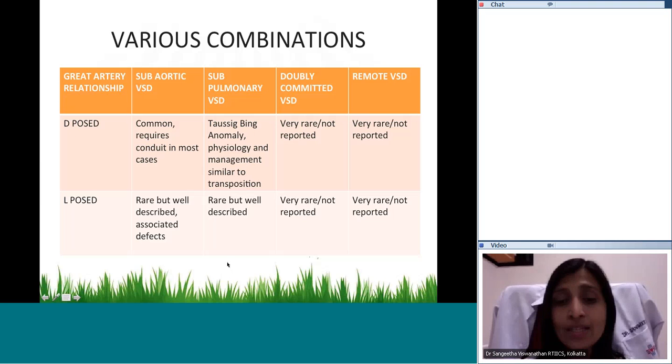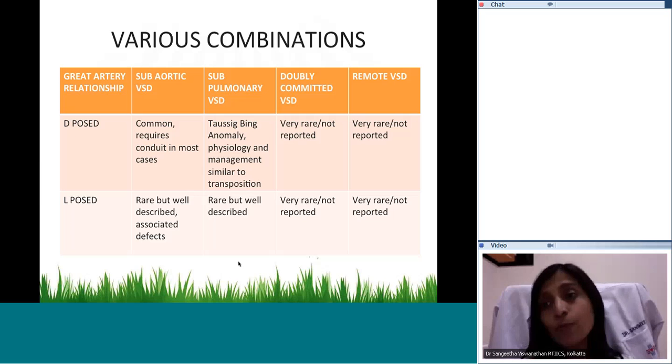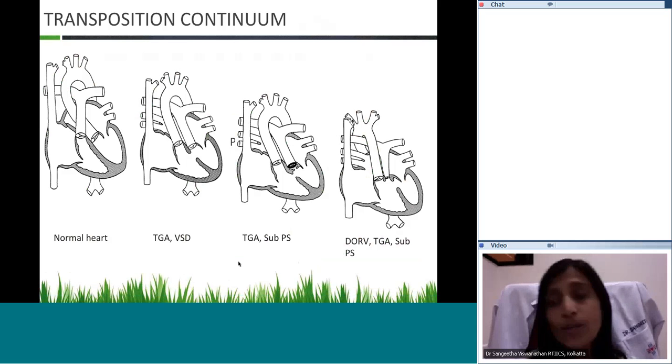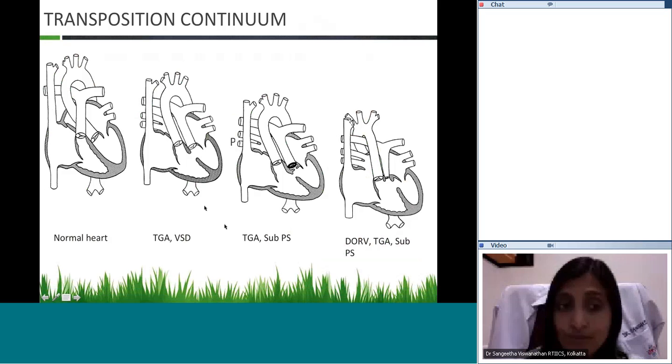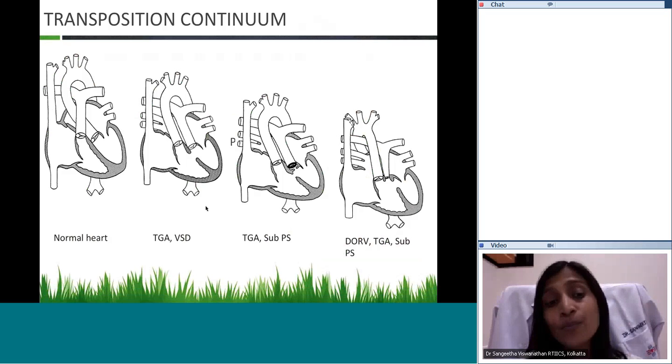So in this fashion, as you can see from the table, there are several varieties of double outlet right ventricle. But I think we should focus on the common ones, because these are the ones that we are likely to come across. So like I mentioned before, double outlet right ventricle can behave either like a straightforward VSD, it can behave like tetralogy of Fallot, or it can behave like transposition. So physiologically, it can behave like one of these lesions.